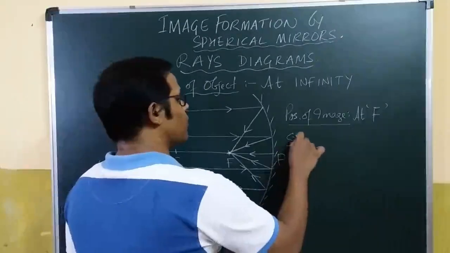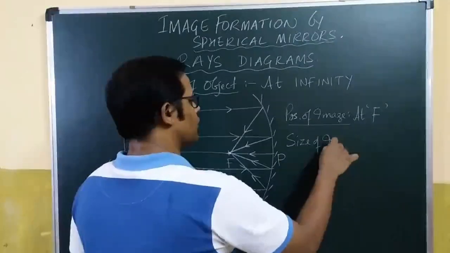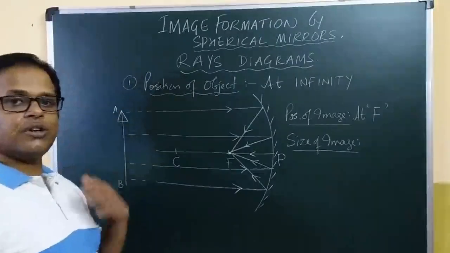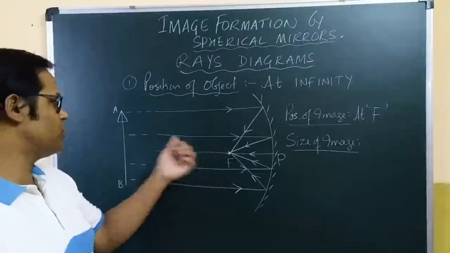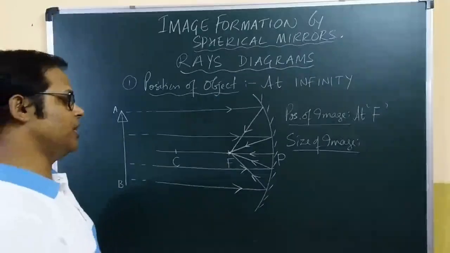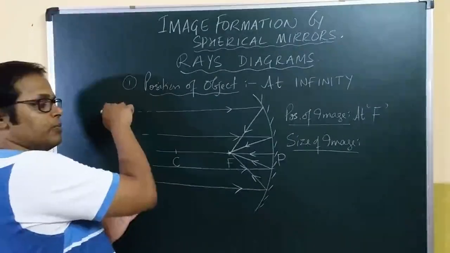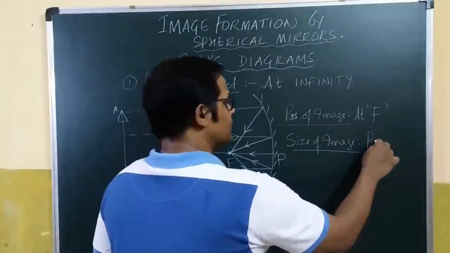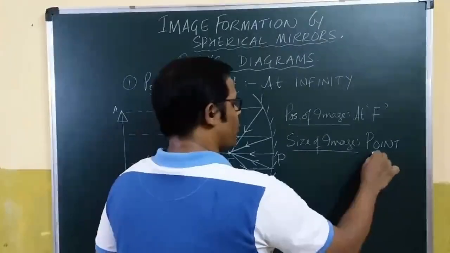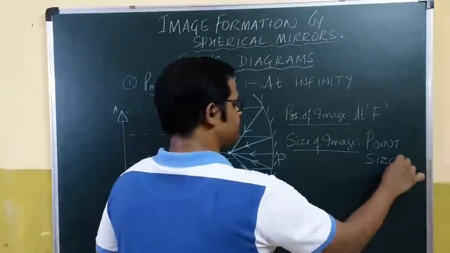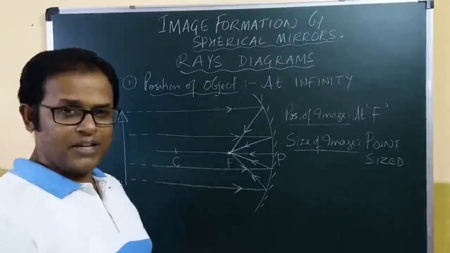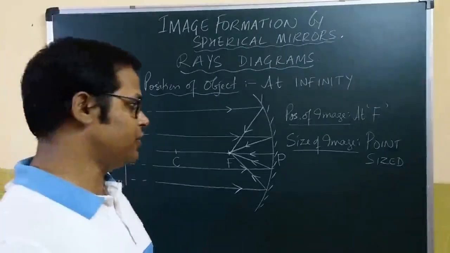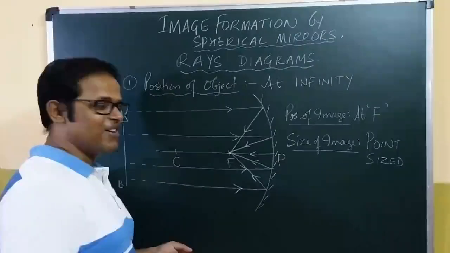Then we would look for the size of the image. Always remember, my students, this size refers to the relative size of the image with respect to the size of the object. So with respect to this mighty object, this is a very tiny dot. So I could have easily said the size of the image is point sized. You could have said it as point size, or you could have said it as a highly diminished image in comparison to the size of the object.